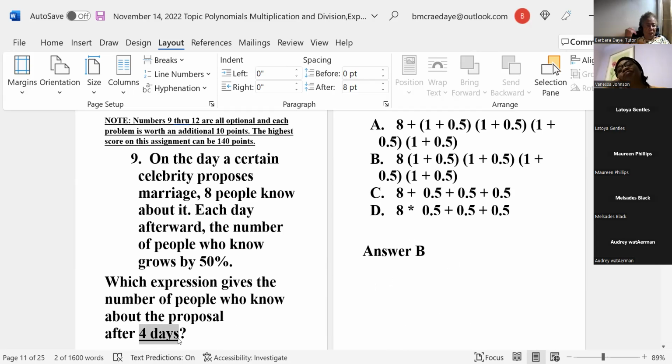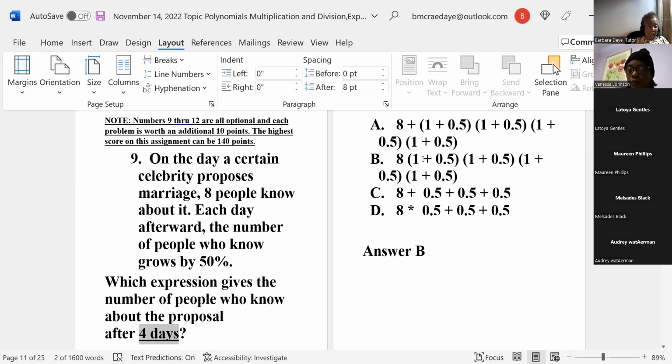Yeah. See, you're starting out with 100%, and each time you're adding 50%. But we use the 1 to represent 100% and the 5/10 to represent the 50%. So for 4 days, that means 4 times you want to add the original 1 plus the 5/10 times the 8 people. So that's why we have it 4 times here: 1, 2, 3, 4. So take the original 8 and multiply it by 1 plus 0.5, 4 times.